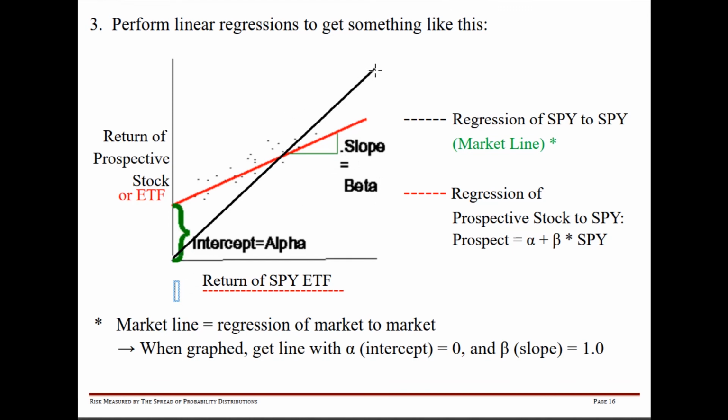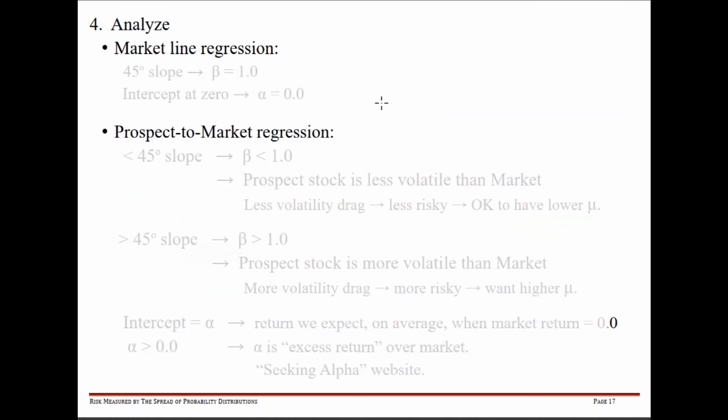Also, it's important to note here, there is this thing called the market line. If we regressed the market to the market to itself, the regression line we would get would be this line with an intercept of 0 and a 45-degree slope or a beta of 1. That's called the market line. Okay, let's think about this regression that we've done to compare our individual stock to the market.